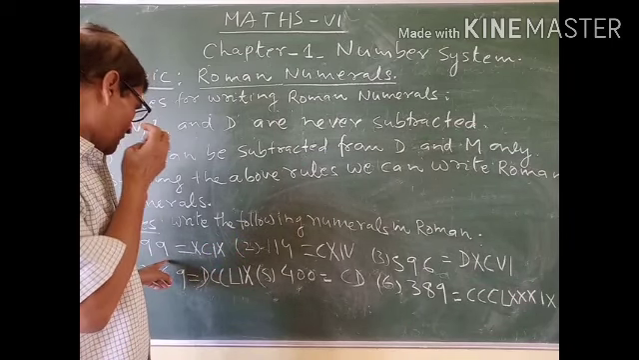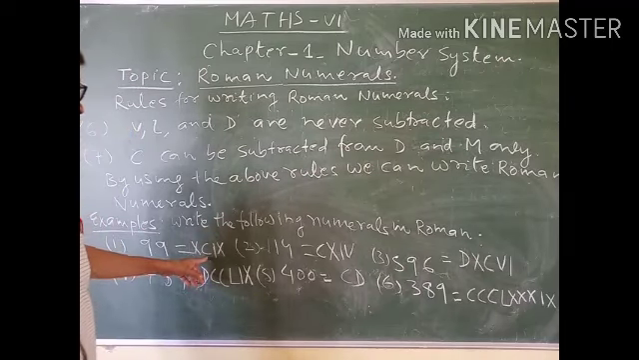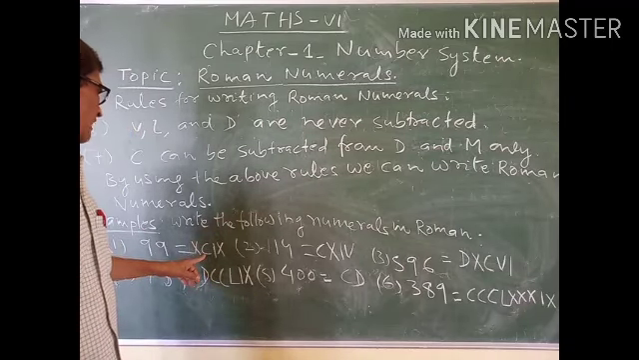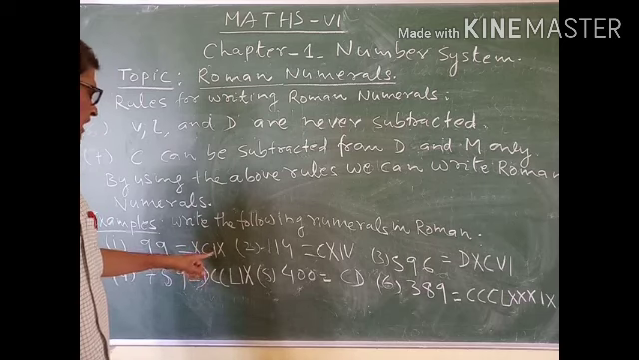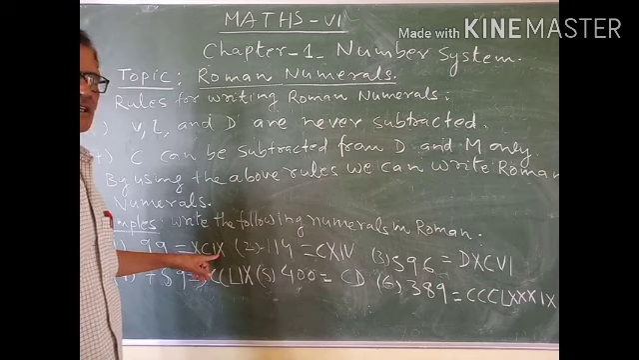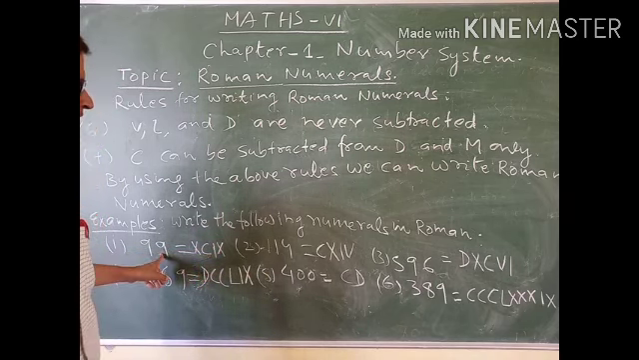99. First, 99. We can write C for 100. We subtract X from C. It becomes 90. And again we add 9, IX. This becomes 99.